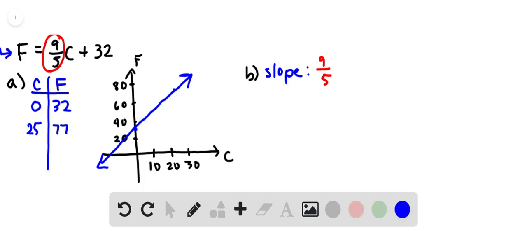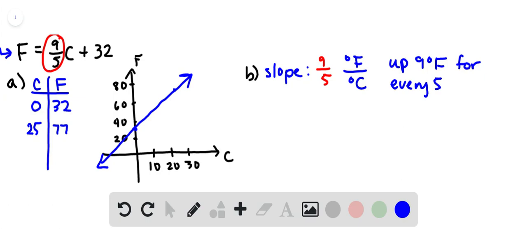And if you think about the units on slope, the slope is change in y over change in x. So the units on y were degrees Fahrenheit, and the units on x, or C in this case, were degrees Celsius. And so the slope is showing you the change in degrees Fahrenheit for a change in degrees Celsius. So it's telling us that it would go up 9 degrees Fahrenheit for every 5 degrees Celsius rise.